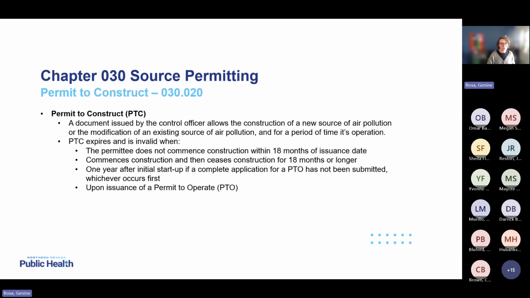When you're complete with construction, and if you cease construction, so if you're mid-construction and for whatever reason the funding ends and construction halts for 18 months or longer, again, it will be expired, it will become invalid, and you'll have to reapply to get that project going again. It can expire after a year of initial startup, so you should have applied for your permit to operate by then so that you can transfer that into your permit to operate. Upon the issuance of that permit to operate, it would expire, and then you would have a 5-year permit to operate.